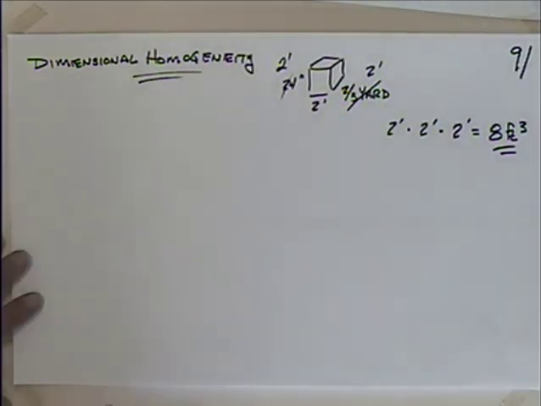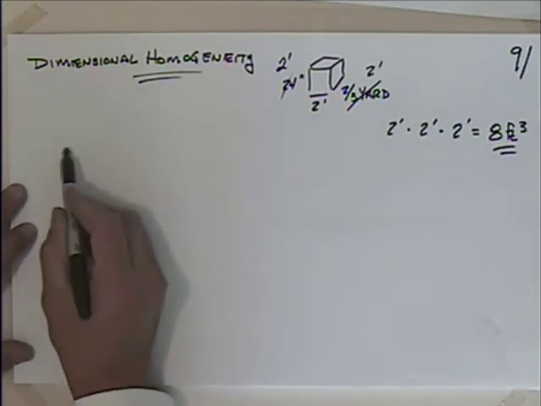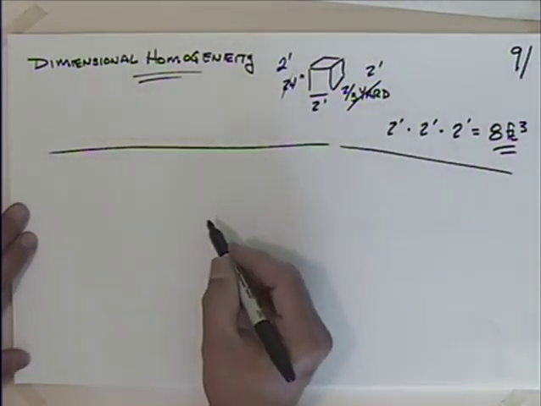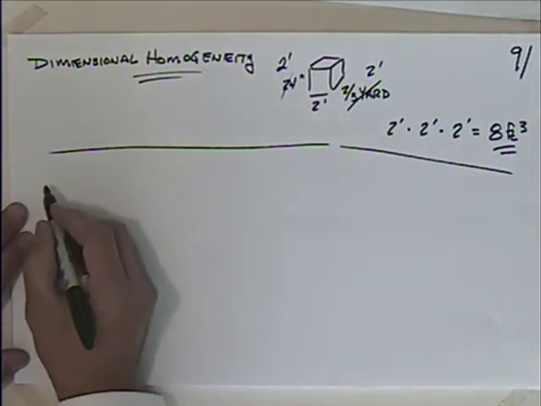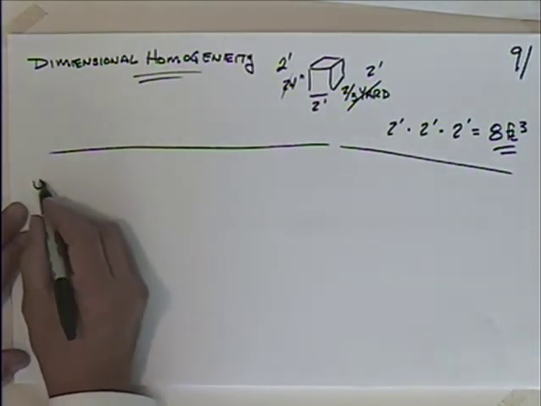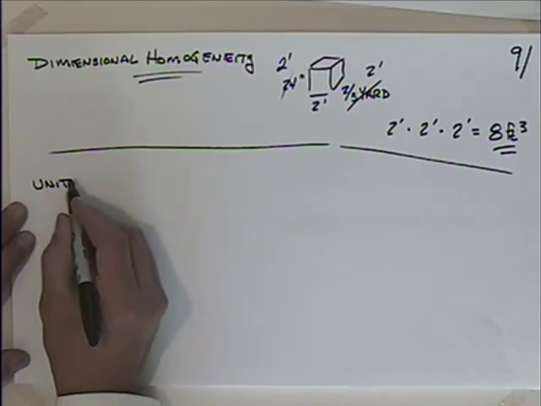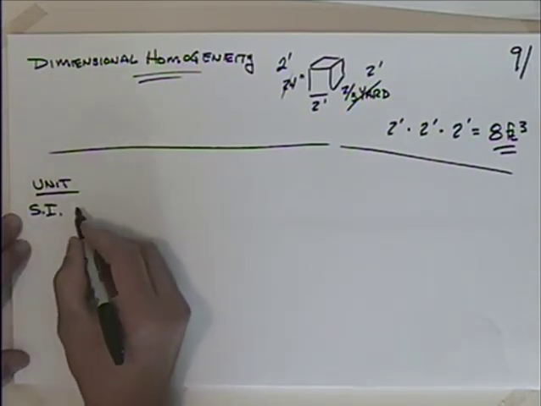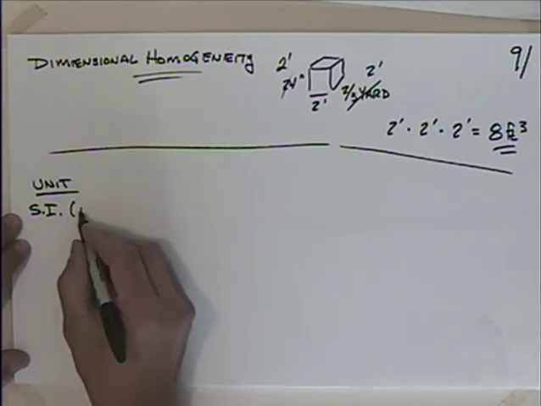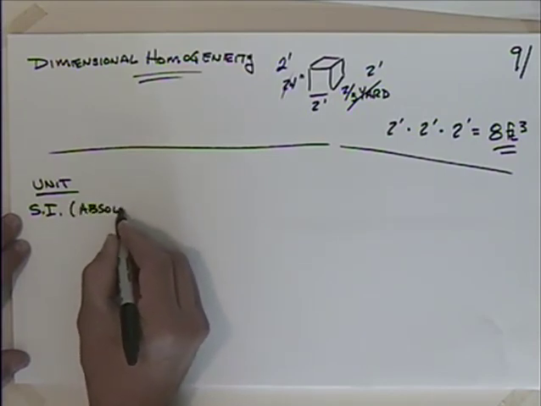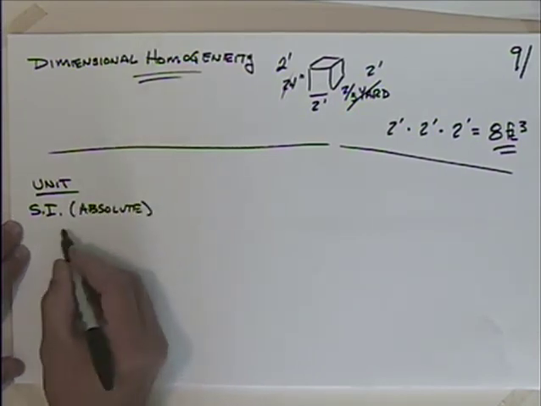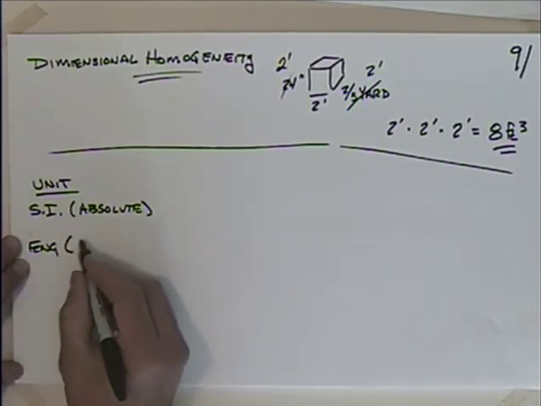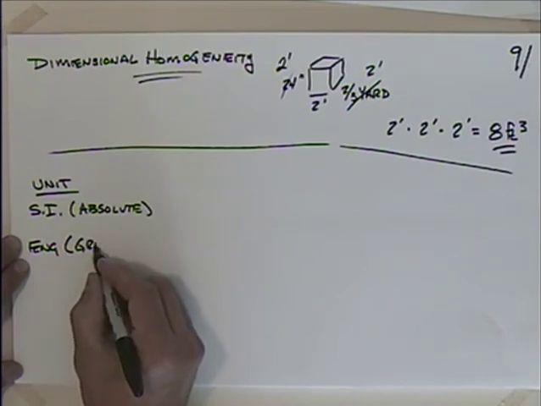Now, while we're talking about units, we might talk a little bit about units of force and mass in different systems. So let me talk about the unit systems that we're going to use. We can talk about the SI, Systems International, or sometimes called the Absolute, and the English, or what's known as gravitational.